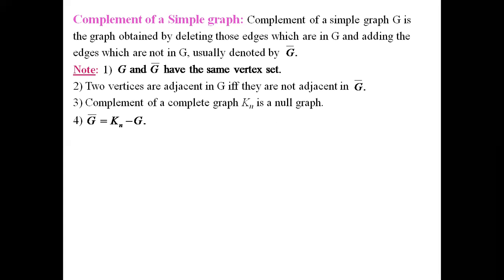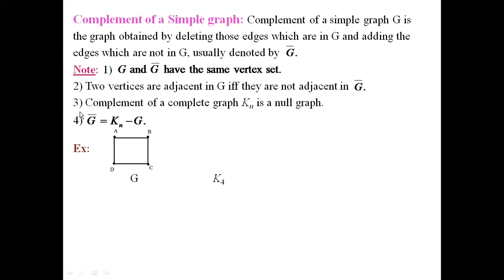Fourth one, G complement is equal to Kn minus G. That is, when we are talking about a complete graph Kn and we remove from Kn all the edges that are there in G, then we obtain the G complement. For example, suppose I consider this graph with the vertices A, B, C, D and we form a square from this. This is a graph G for us.